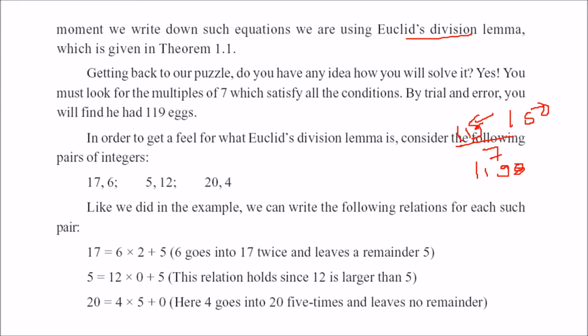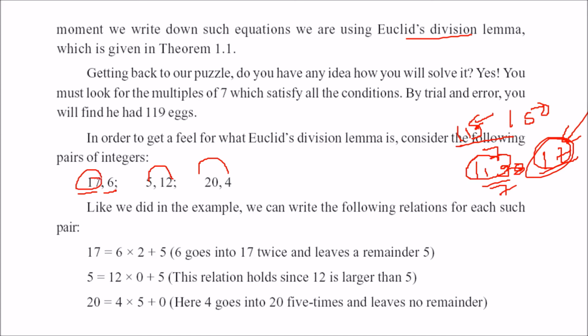119 by 7: 7 ones are 7, 7 sevens are 49, right? So there are around 17 packs. You can easily say that the number of eggs is 119 and the packs are 17. So let us consider some more examples.